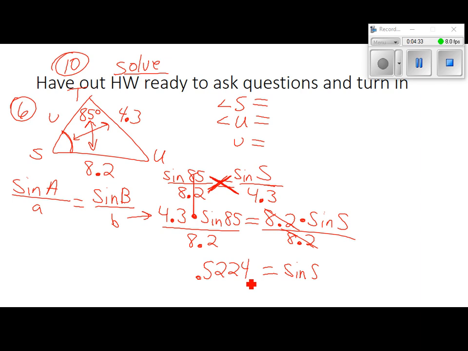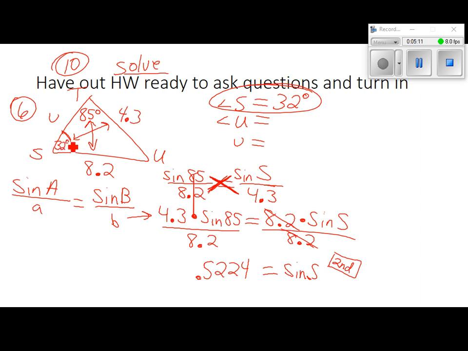Then once you have that, is that our answer? No. No, we're trying to find angle S, right? So you have to hit what on your calculator? Second or shift. So you hit second or shift and then type in that 0.5224. 31.5. And if we're doing an angle, we just want the nearest degree, so about 32. So that's one of our answers, 32 degrees. So angle S right here is 32 degrees.